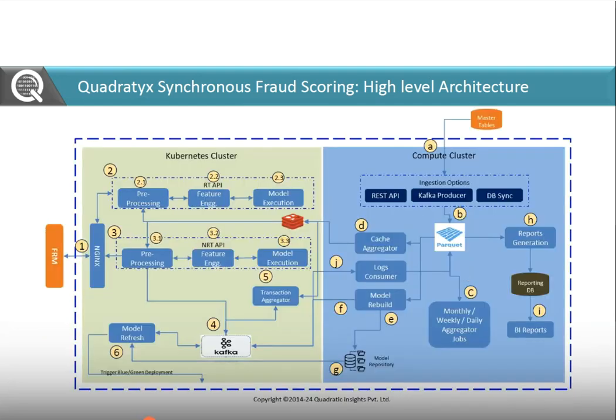This picture shows the architecture of the system in a little more detail. As you can see, there is substantial amount of feature engineering and model execution that need to be done. FRM is the fraud and risk management software that the bank is currently using. So with all popular fraud and risk management platforms, Quadratyx synchronous fraud scoring can be integrated.